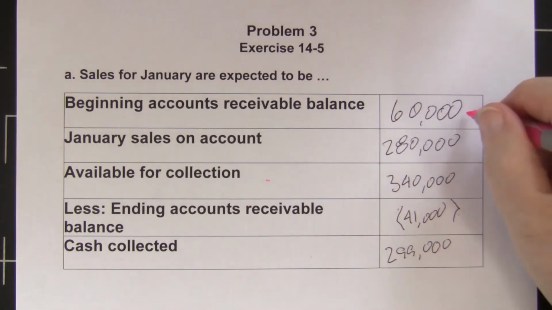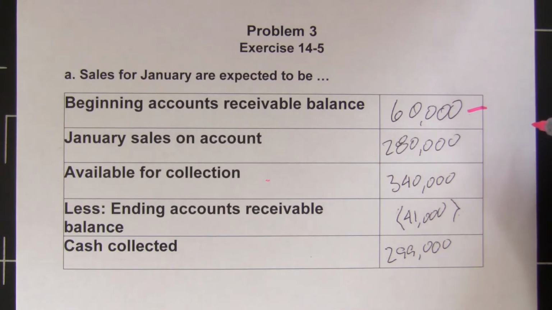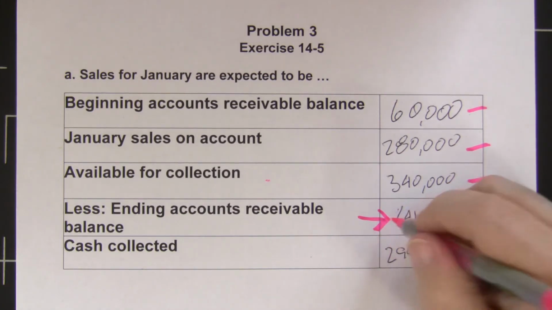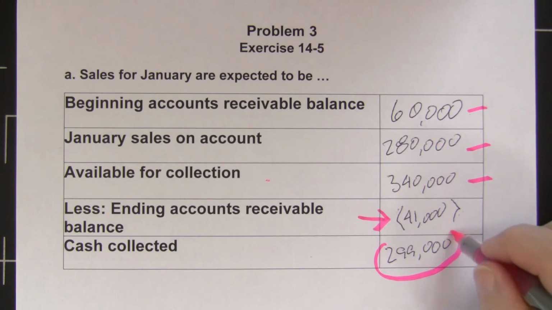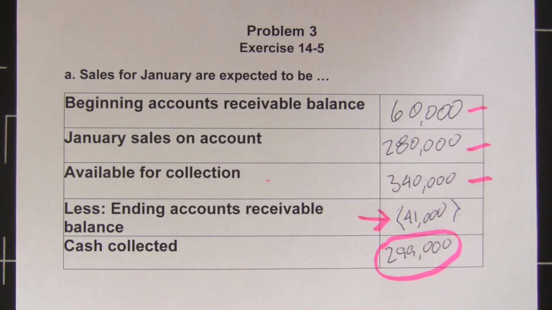Just make sure you got these pieces. This is what we started with. That's what was left over from December. This is 70% of December's sales. Those together is the total amount of cash that we could have possibly collected. This is how much we expect not to have collected by the end of the month. Therefore, that's how much we expected or hoped or prayed to collect for that month.